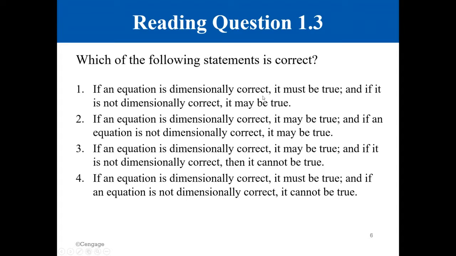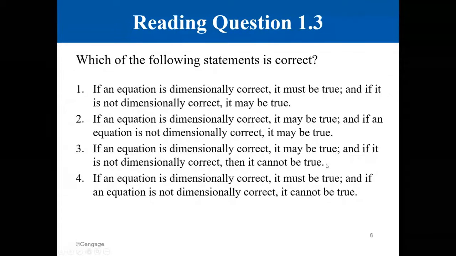If an equation is dimensionally correct, it must be true. And if it is not dimensionally correct, it may be true. I will not select this. If an equation is dimensionally correct, it may be true. And if an equation is not dimensionally correct, it may be true. This is a contradiction. It's not valid. If an equation is dimensionally correct, it may be true. And if it is not dimensionally correct, then it cannot be true. Yes, this makes sense. This is consistent.